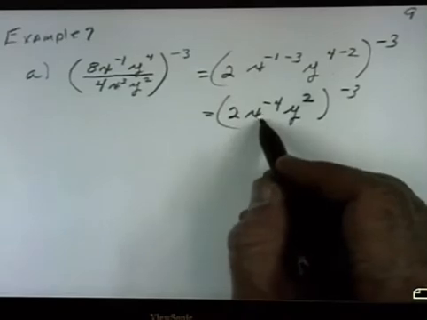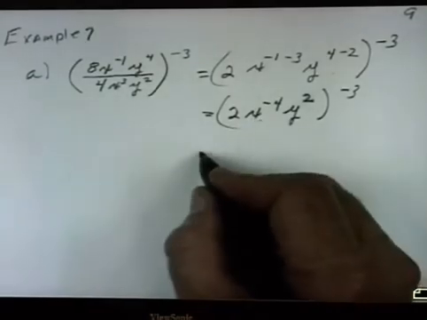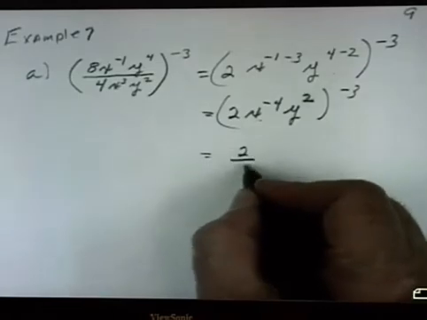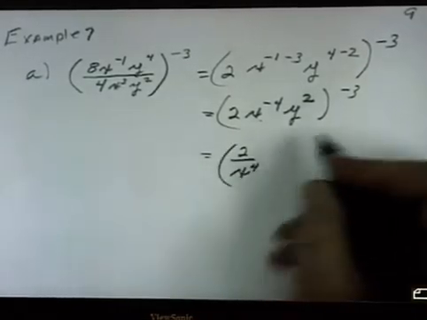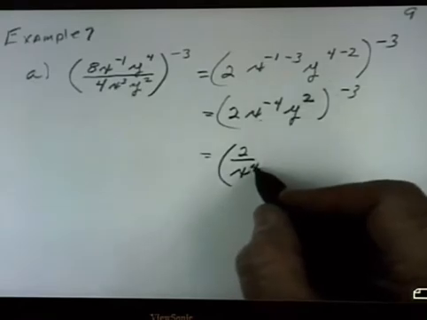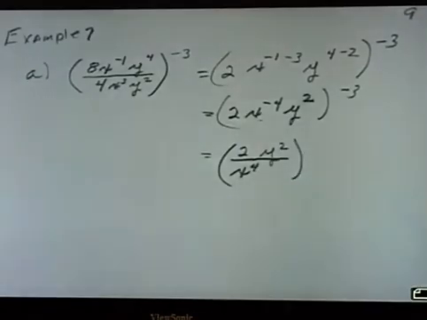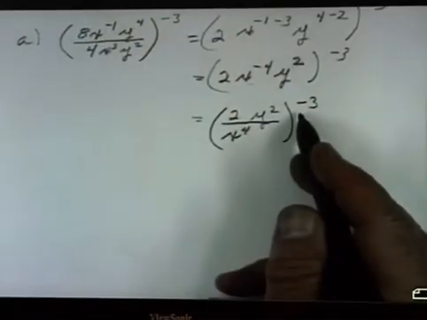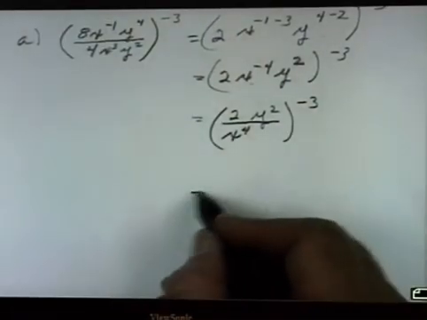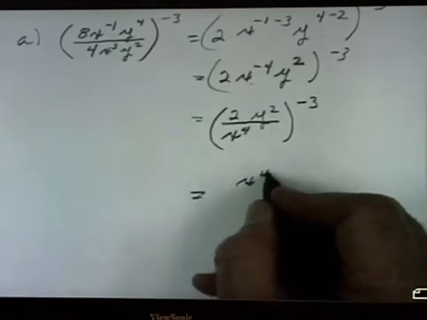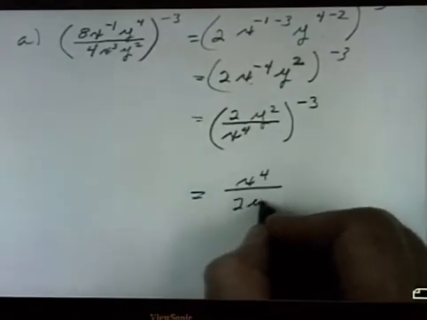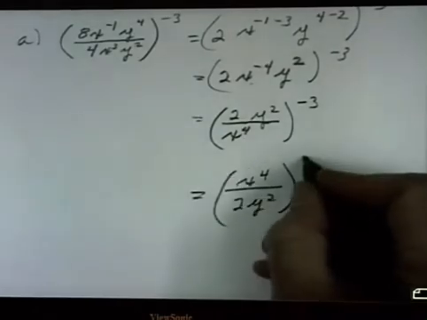We still have a negative exponent, so let's change that. We can write this as 2 over x to the 4th. That changes the exponent to a positive because we bring it down into the denominator. And then we have y squared in our numerator raised to the negative 3 power. Now they get rid of this negative 3 by taking the inverse, and they get x to the 4th over 2y squared, all raised to the 3rd power.